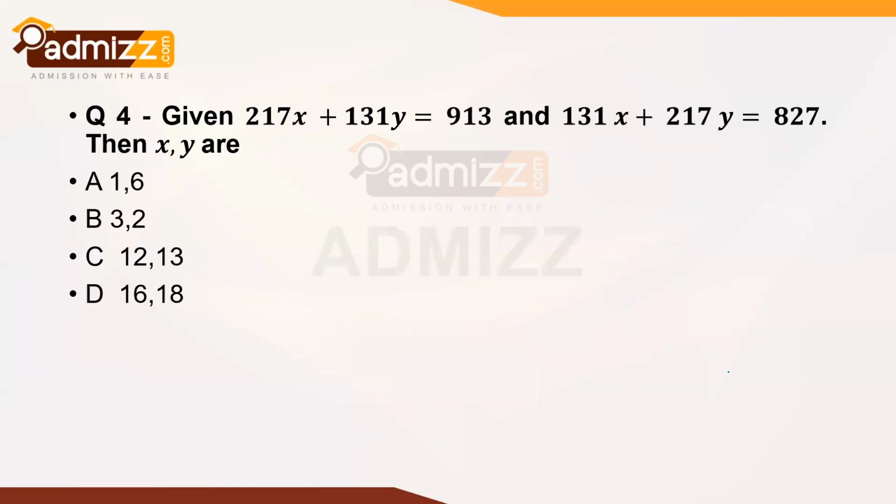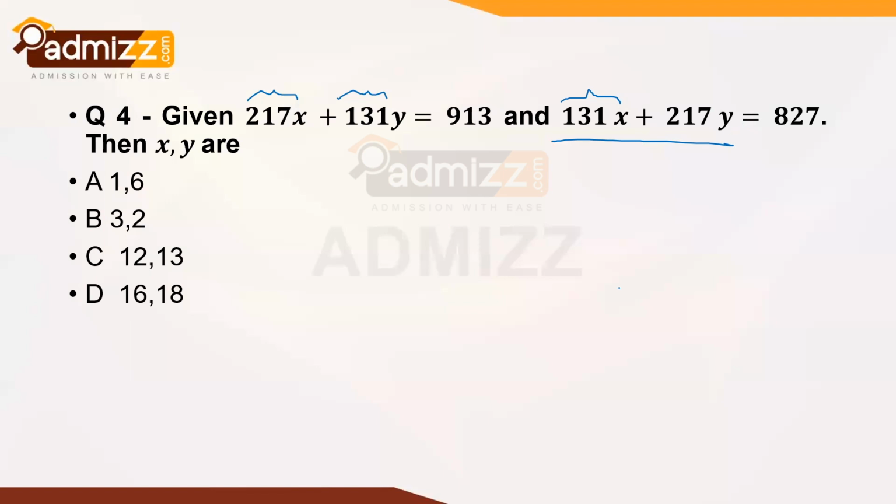Okay, so with this, let's move to question number 4. All right, so I'll be sharing a really shortcut way of solving this, right? So take a look at this. The coefficients of x and y are interchanged in these two equations, right? Here, the coefficient of x was 217 and the coefficient of y was 131. But in this second equation, they are exactly reversed, right?